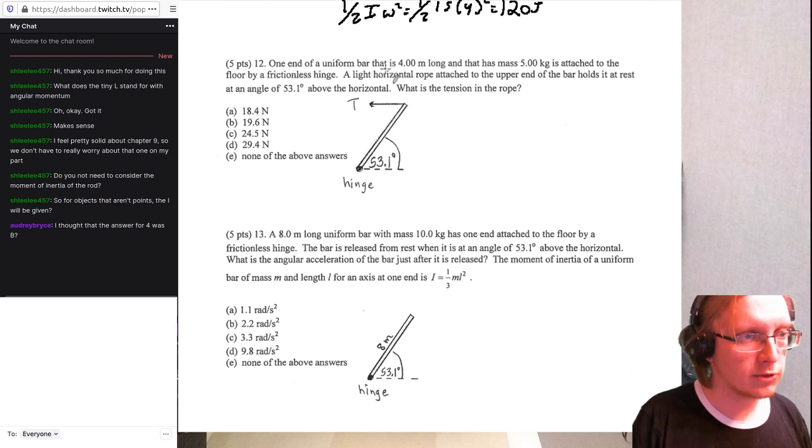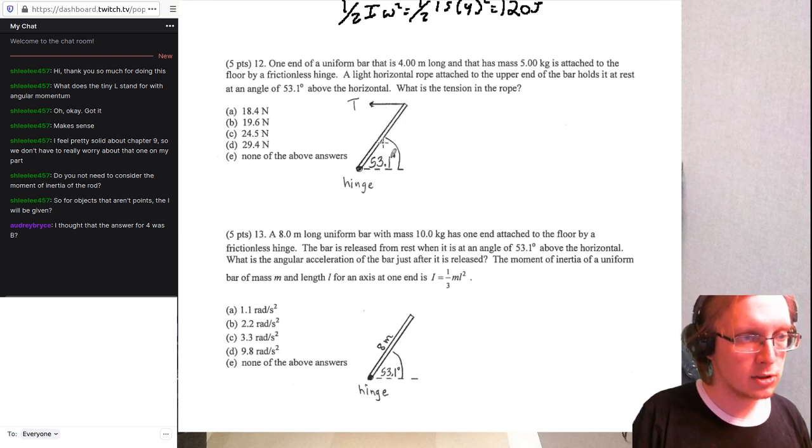One end of a uniform bar that is 4 meters long, and has a mass of 5 kilos is attached to the floor by a frictionless hinge. A light horizontal rope attached to the upper end of the bar holds it at rest at an angle of 53 degrees. What is the tension in the rope?